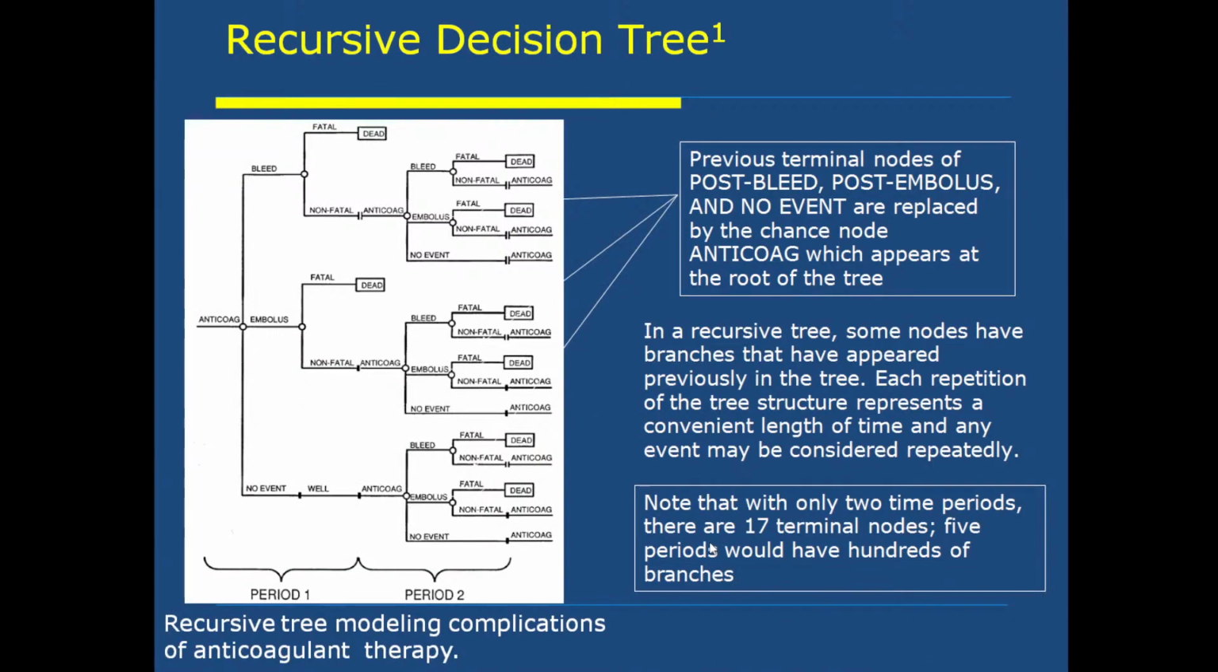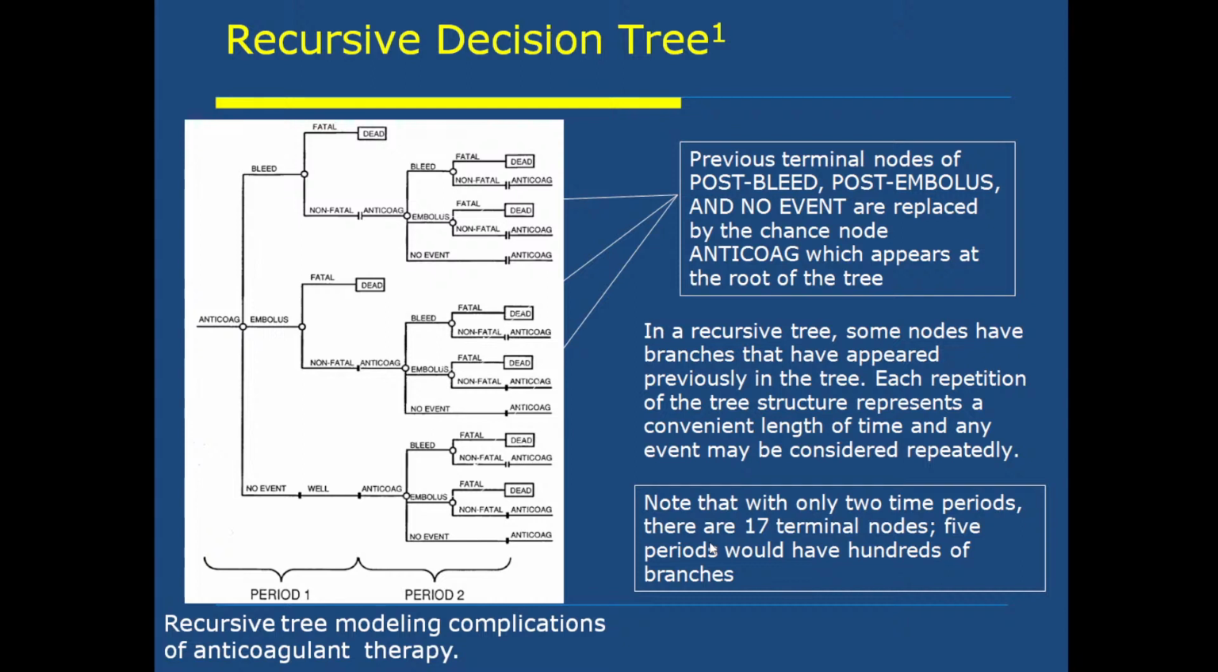On this slide, you see a recursive decision tree. The recursive tree models complications of anticoagulant therapy. The previous terminal nodes of post-bleed, post-embolus, and no event are replaced by the chance node anticoagulant, which appears at the root of the tree.